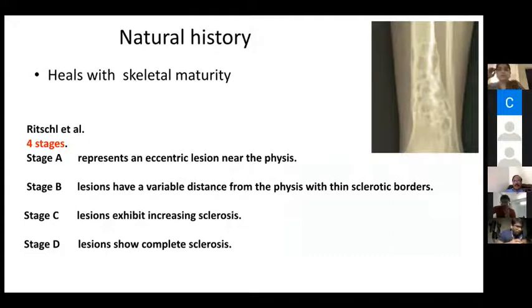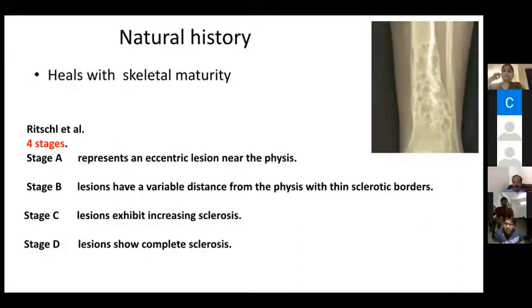It heals at skeletal maturity. 4 stages, whose classification? Okay, then go read. Stage A represents an eccentric lesion near the physis. Stage B lesions have variable distance from the physis with thin sclerotic borders. Stage C lesions exhibit increasing sclerosis, and stage D lesion shows complete sclerosis. So where is our patient now? Stage C. The patient is in stage D. Usually it heals by itself.